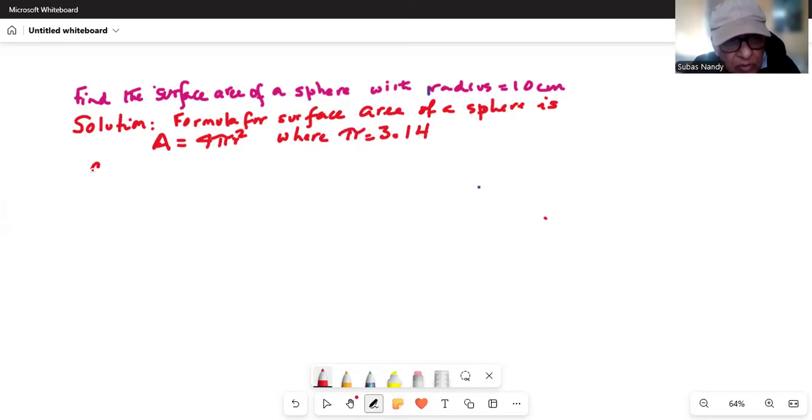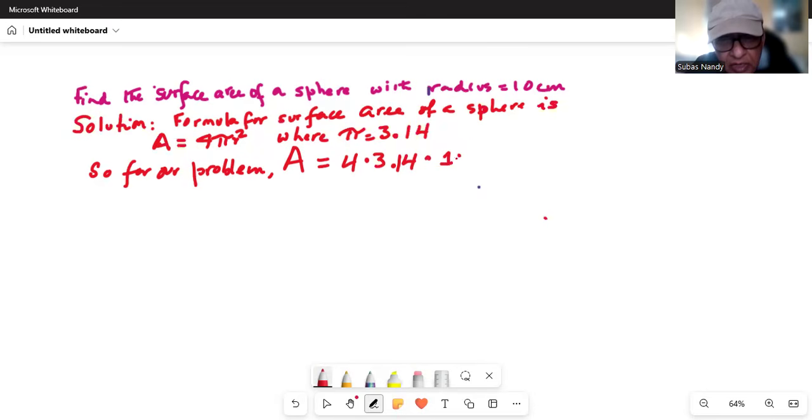So for our problem, area is equal to 4 times 3.14 times radius square, which is 10 square, and the unit is very important. Unit is centimeter square. Think of a tennis ball. You play with a tennis ball, it's a sphere in nature. What is the surface area? Have you ever wondered? So this is the formula you got to use: 4 times 3.14 times radius square.